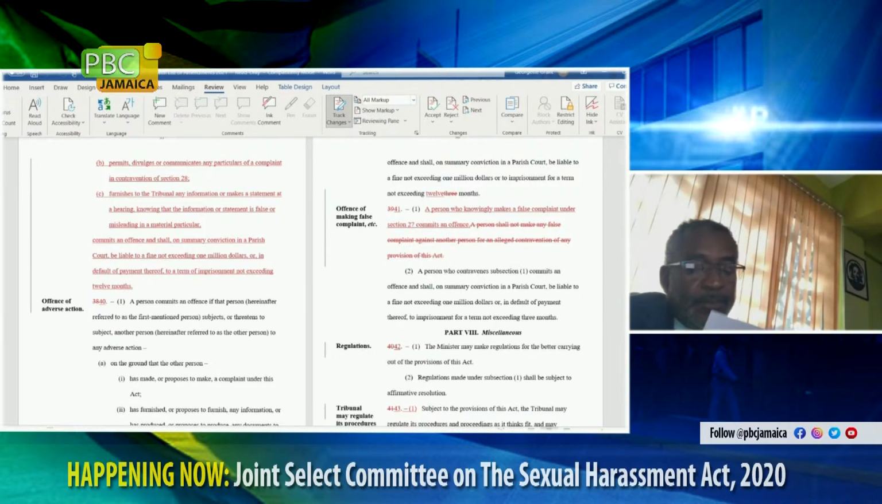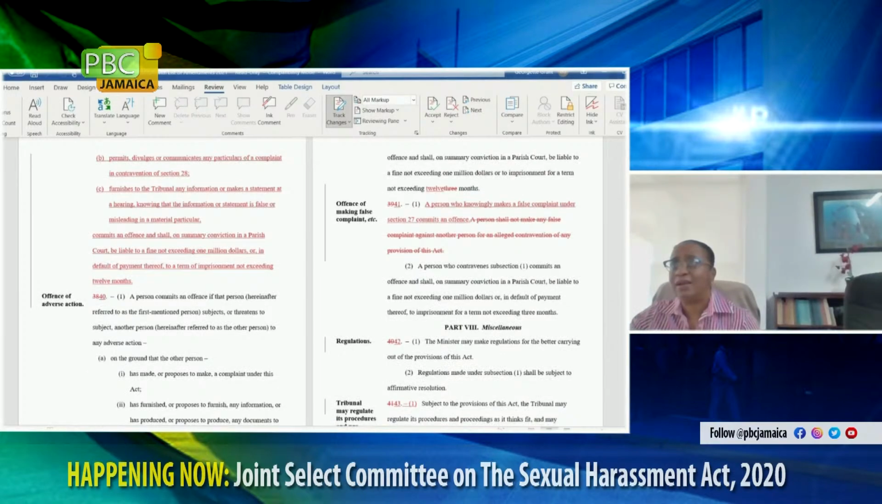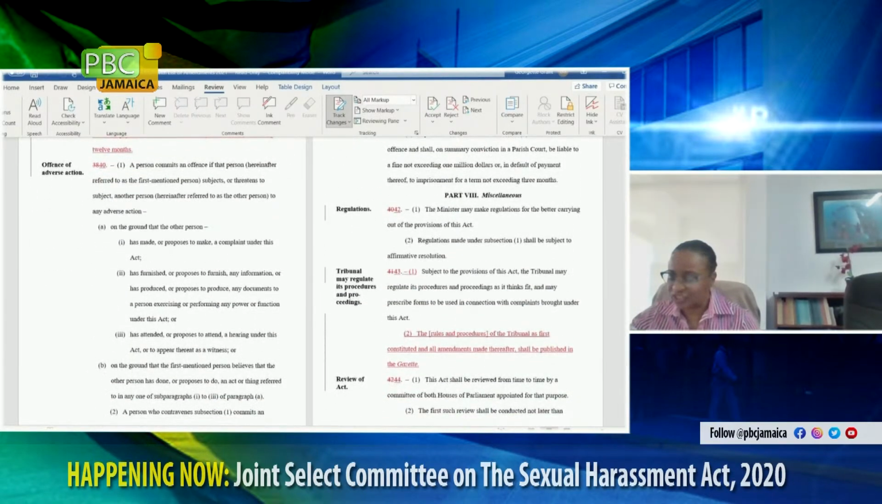Right, and then to take care of the concerns that were raised, I think it was Member Rodriguez, the whole knowingly making up a false complaint. We redrafted that section to read: a person who knowingly makes a false complaint under section 27 commits an offense.